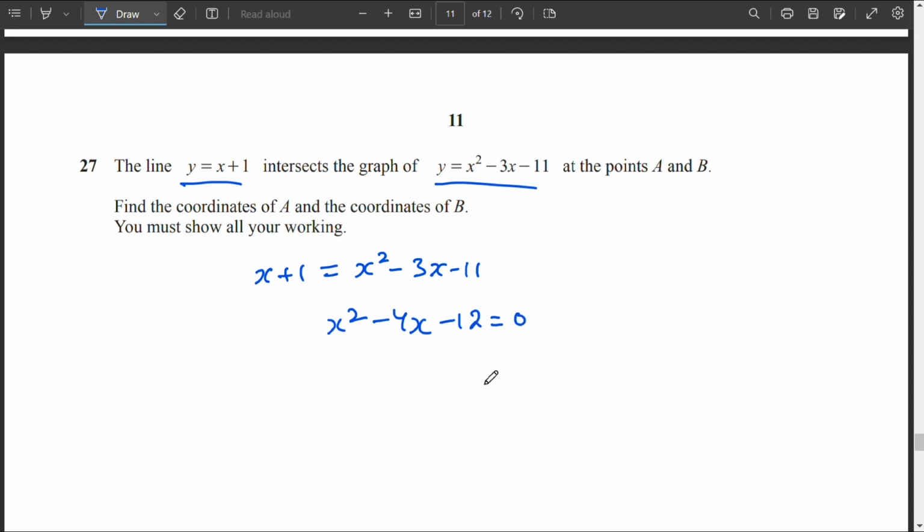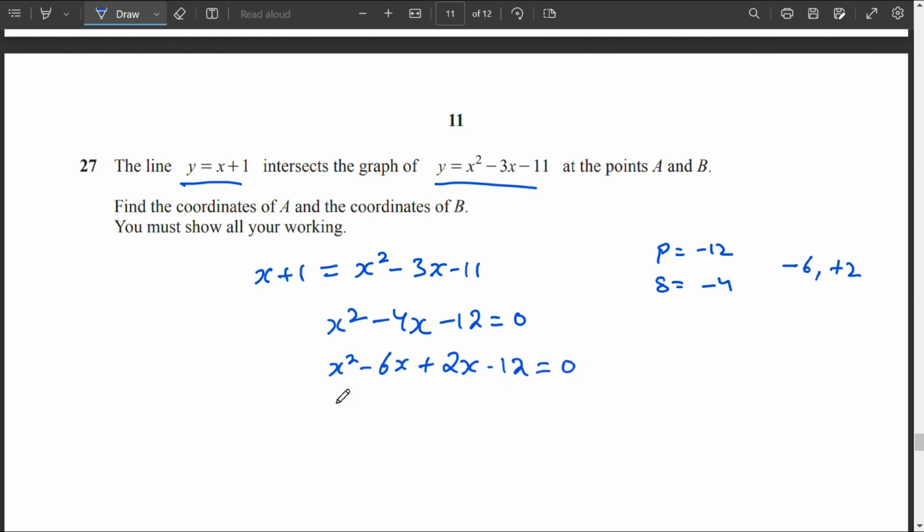Now we do the middle term split. Now see, the coefficient of x squared is 1 and the constant term is minus 12. So you have to find two numbers whose product is minus 12 and sum is minus 4. So we see that the two numbers are minus 6 and plus 2, because the product of these two is minus 12 and the sum will be minus 4. So now doing the middle term splitting, this is x squared minus 6x plus 2x minus 12 equals 0.